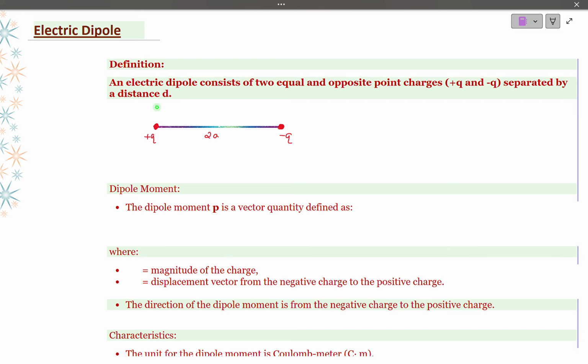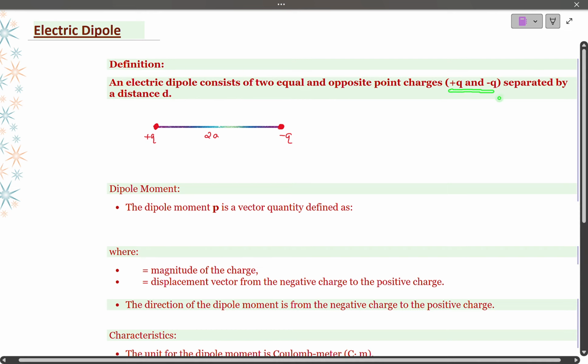Hi, let's learn electric dipole. First, the definition: an electric dipole consists of two equal and opposite point charges, plus q and negative q, separated by a distance d.